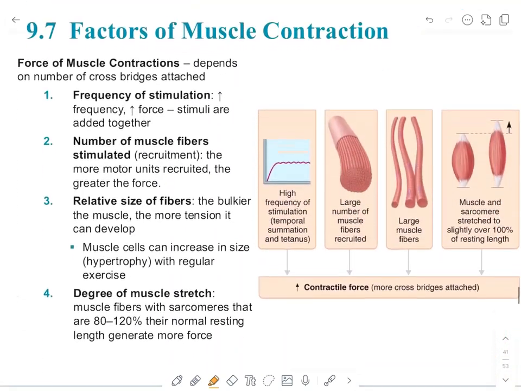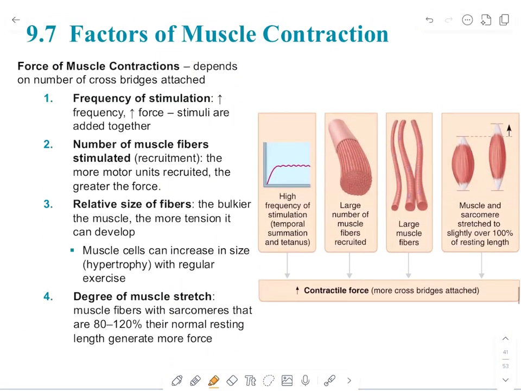So, factors that affect muscle contraction are shown on this slide. It depends on the number of cross bridges that are attached. So the first of which is the high frequency of stimulation. Remember, that is called temporal summation or tetanus. So that's the frequency of stimulation where we increase frequency, thus increasing force. The second factor is a large number of muscle fibers that are recruited. So the more motor units recruited, the greater the force.